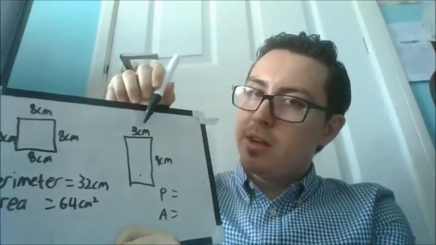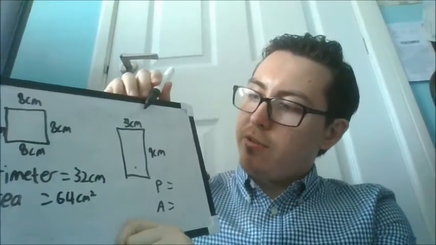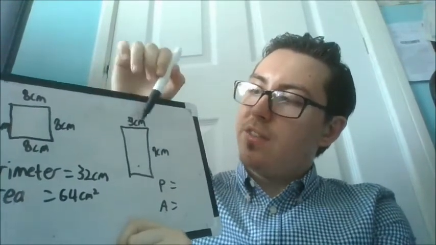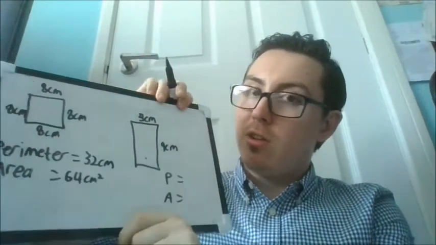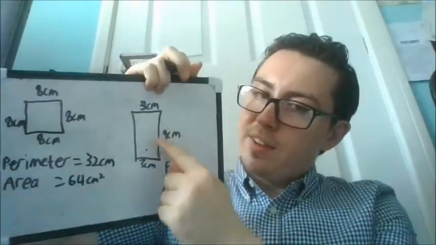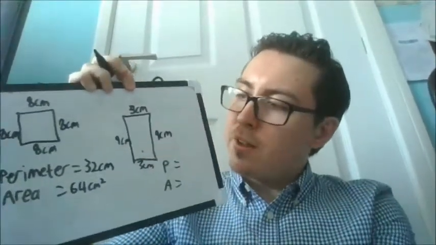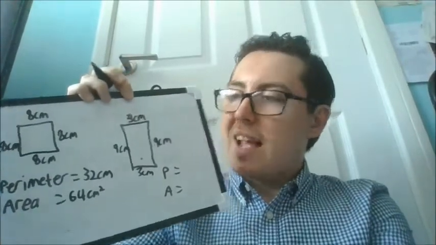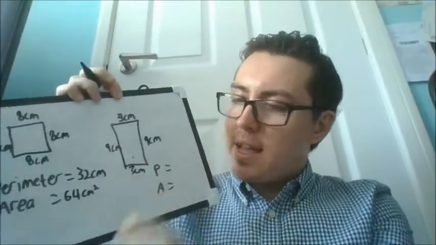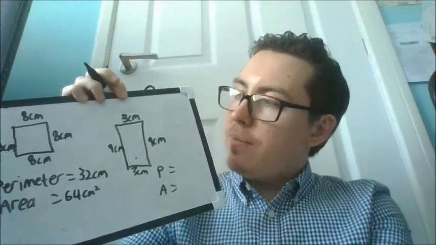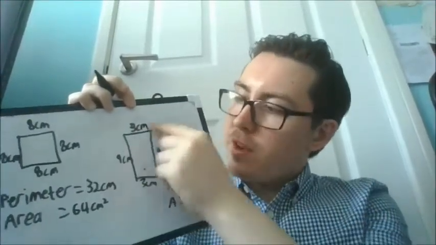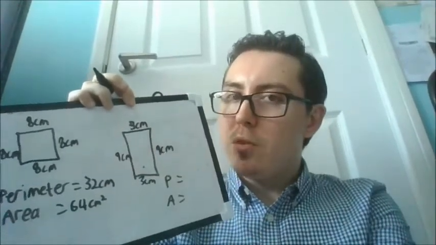Work out the perimeter of this shape. We have 3 and 9. The opposite side to this width is down here, so that's obviously going to be 3. And the opposite side to the 9, our length, is 9. So now let's add this all together. 9 add 9 is 18, add 3 is 21, add 3 is 24. The perimeter of this shape, the outside, is 24 centimeters.